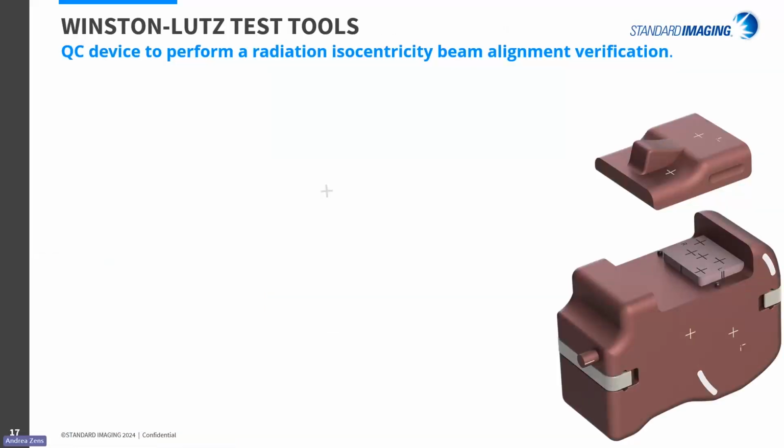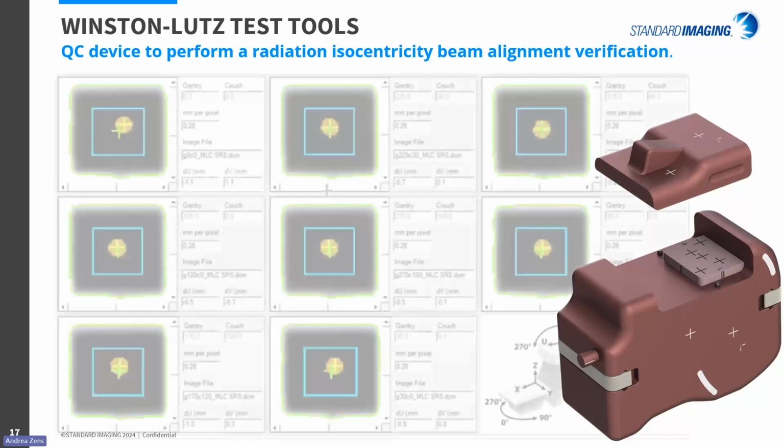The multiple target Winston-Lutz insert placed in the Lucy EA Phantom is used to perform the required radiation isocentricity beam alignment verification. And since nobody wants to perform hand calcs anymore, why would you when there's great products out there? You can easily automate your Winston-Lutz analysis using our PIPS Pro Stereotactic module.